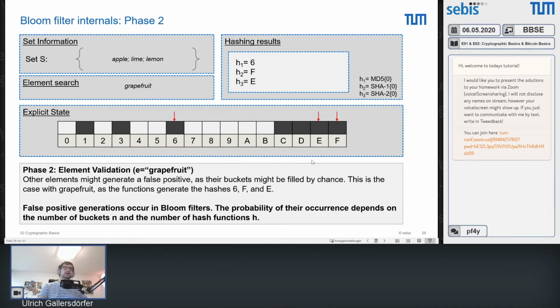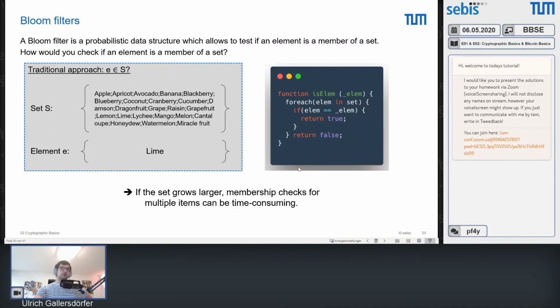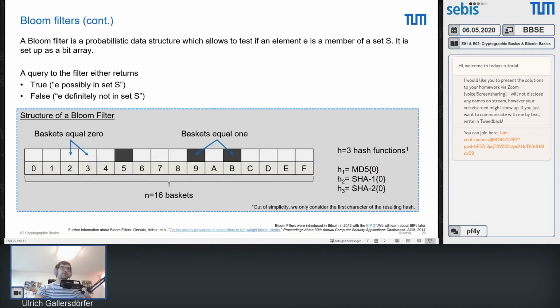And now we have a false positive. So our bloom filter returned true. So the element is possibly in the set, but it actually was not. So that's a false positive here. That's a little bit the downside of these bloom filters. So that's really what is meant by this here: true, E possibly in the set S, but if you are out of luck, if your chances are not good, then it could be set to true despite your object not being in there.